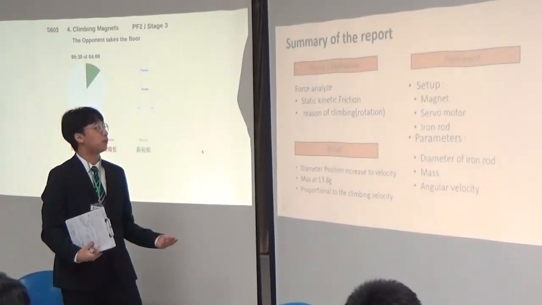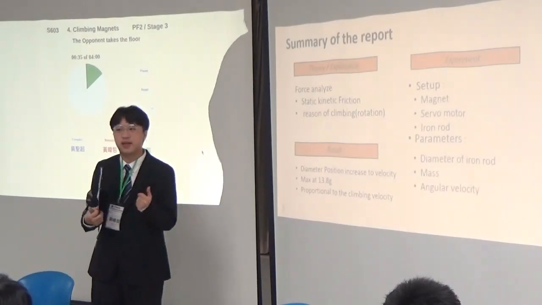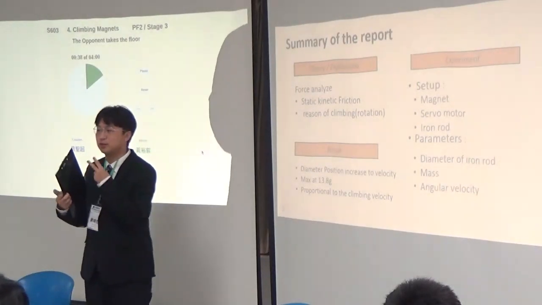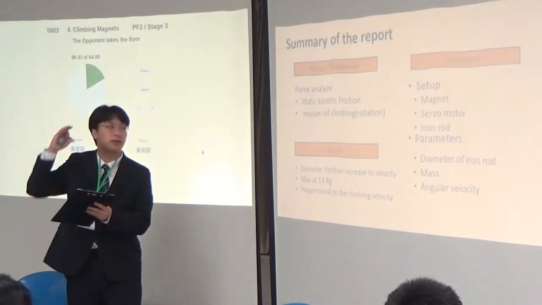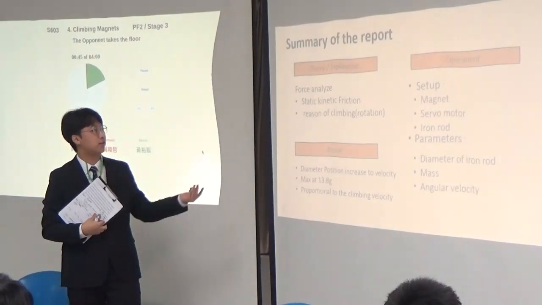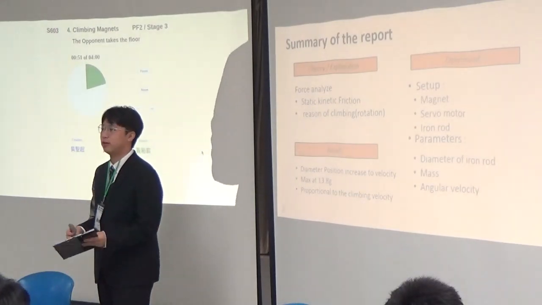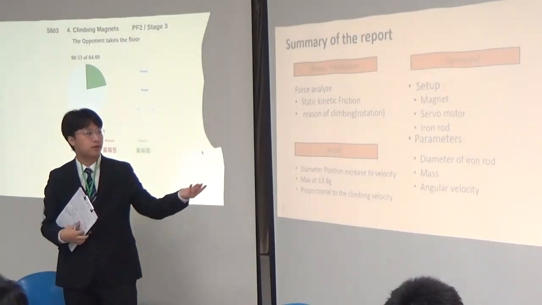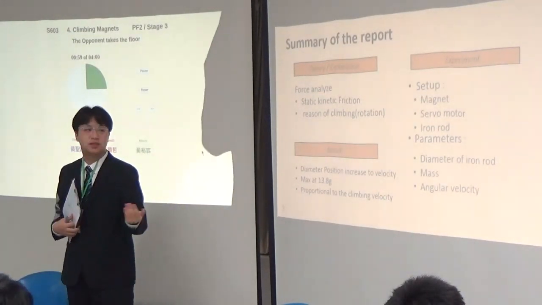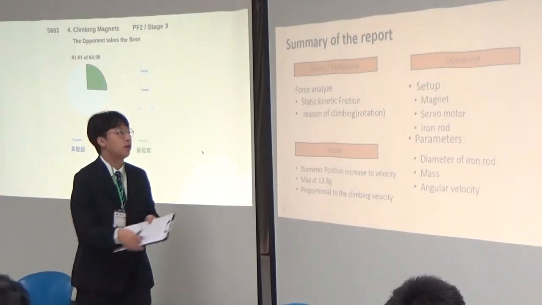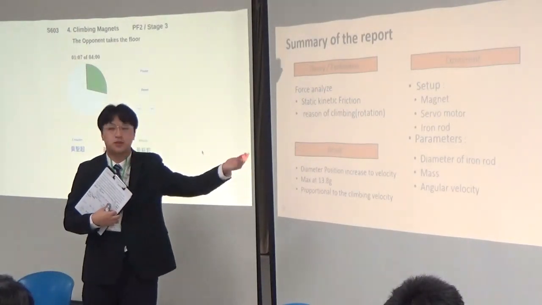Here is a summary of the report's theory and explanation. The reporter used force analysis to discuss static friction and kinetic friction and the transition between these two frictions. He also used the stage 3 phenomenon to describe how the magnet rotates up. For the experiment, he used a magnet, a servo motor, and an iron rod. For parameters, he used three different diameters of iron rod, changed the mass of the magnets, and changed the angular velocity of the motor to see the different results.